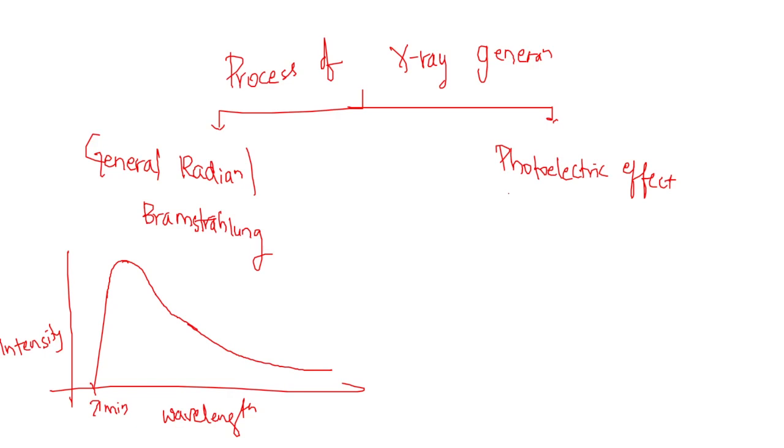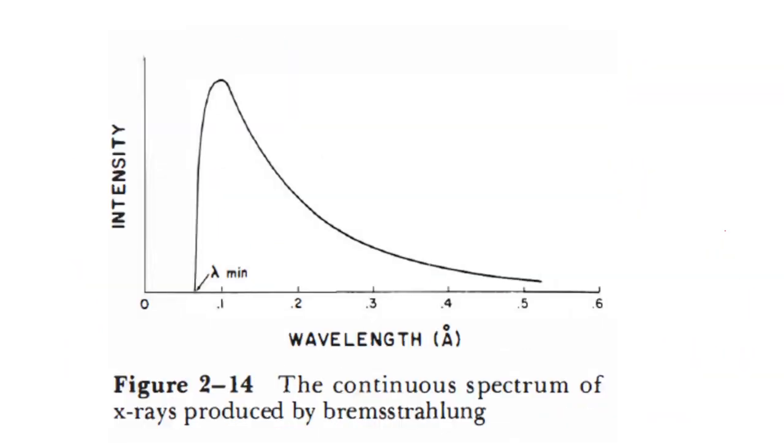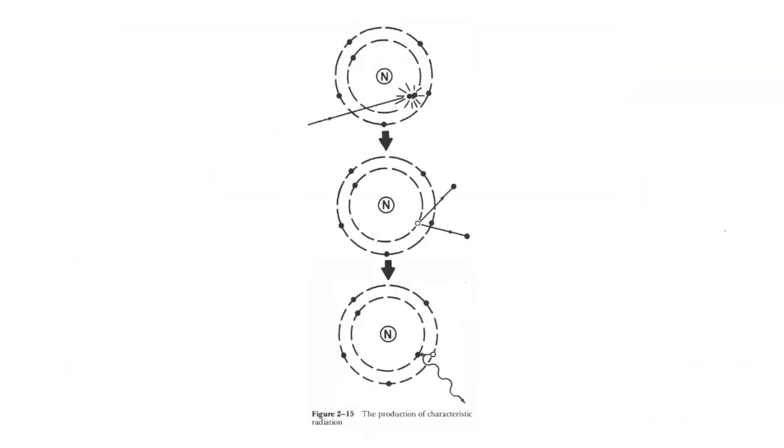The next important thing is the photoelectric effect, also called characteristic radiation. So what is this characteristic radiation? Here what actually happens is that an electron will come and have a head-on collision, or directly collide with an inner electron. This inner electron is actually the K shell electron.